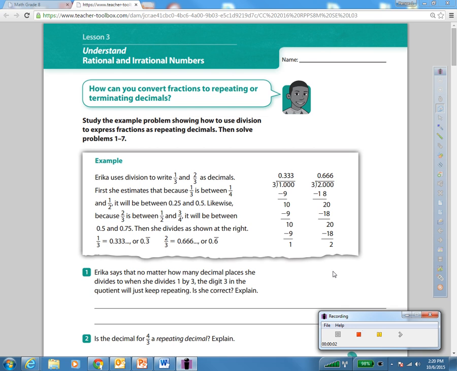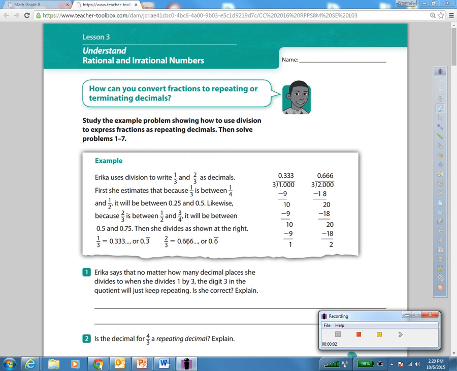Hi class, this is help with your homework assignment, page 23 and 24 out of your practice book. So we're going to go over problems 1 through 5. Before you start those problems, I want you to think about what we talked about in class today with terminating decimals and repeating decimals. And I want you to think about rational and irrational numbers.